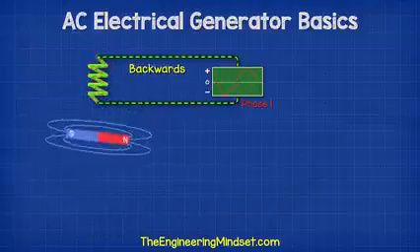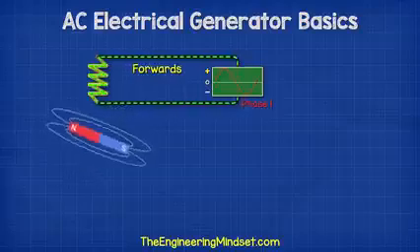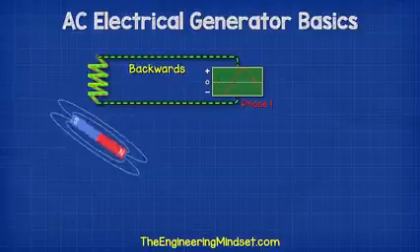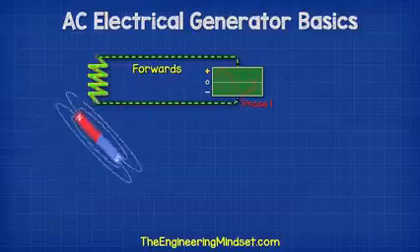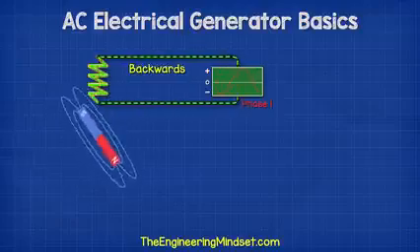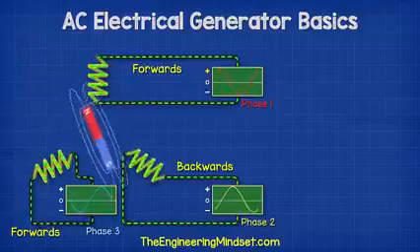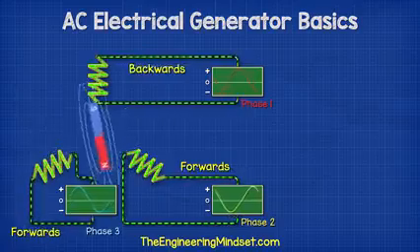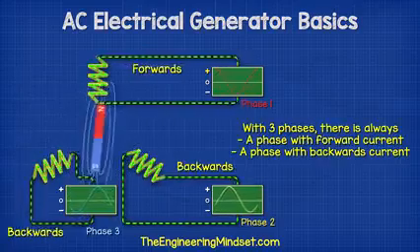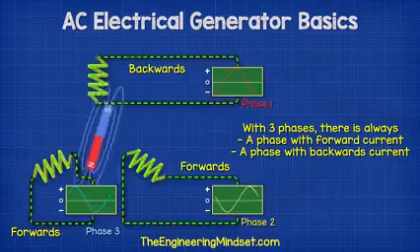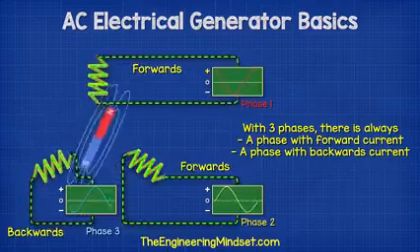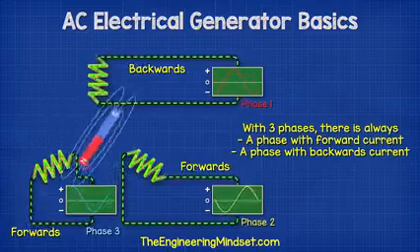If we use just a single phase, then for every rotation of the magnet, half the time the current is flowing forwards and half the time the current is flowing backwards. But with 3 phases, we always have a phase which is flowing forwards and we always have a phase which is flowing backwards, which means we can utilize this to provide more power.